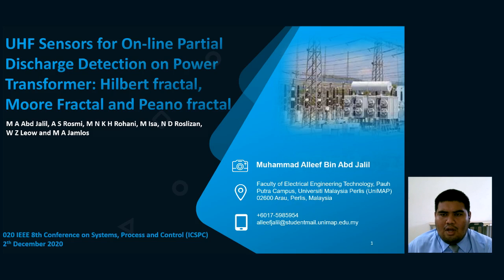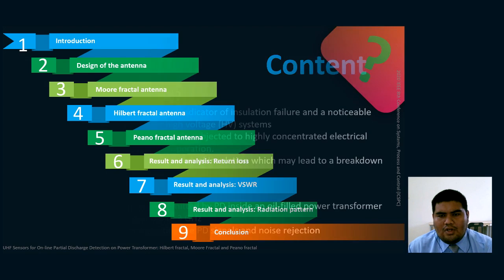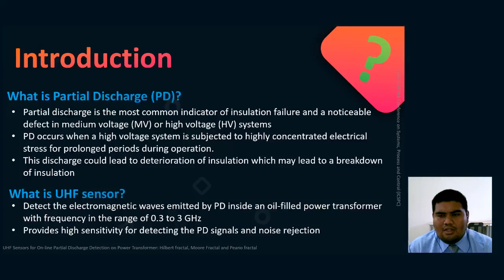Today, I would like to present my research about a UHF sensor for online partial discharge detection on power transformers: Hilbert Fractal, Fractal, and Peano Fractal. For today's outline, I will start with the introduction, design of the antenna: Fractal antenna, Hilbert Fractal antenna, Peano Fractal antenna, results and analysis, which covers return loss, VSWR, radiation pattern, and finally the conclusion.